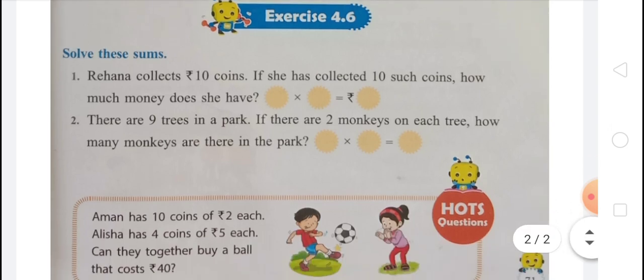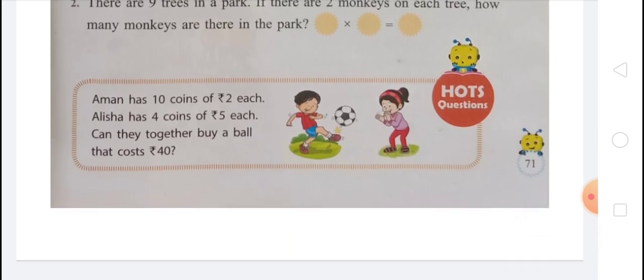There is a hot question we have studied. Aman has 10 coins of rupees 10 each, and Alisa has 4 coins of rupees 5 each. Can they together buy a ball that costs rupees 40? Aman has 10 coins of rupees 10 each. The total rupees Aman has is 10 multiplied by 10, because 10 is the number of coins and 10 is the value of each coin.